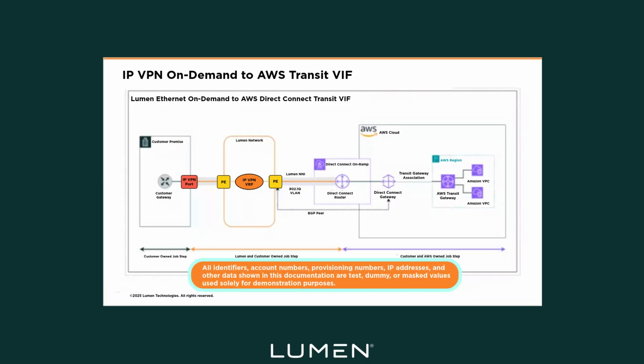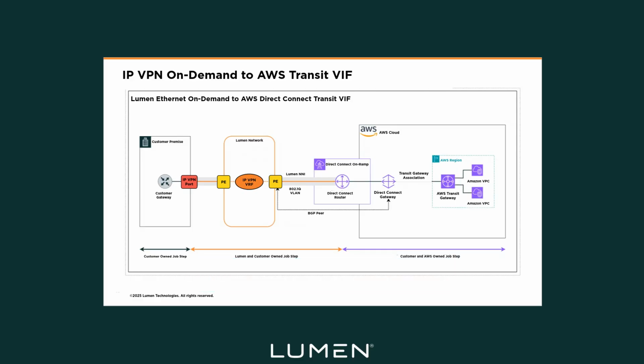Today, we are going to be disconnecting a transit VIF and a direct connect gateway that we built across a Lumen IP VPN on demand connection. So let's talk through what we have in place first, and then we'll go through the next steps of removing the transit virtual interface and removing the direct connect and the direct connect gateway.